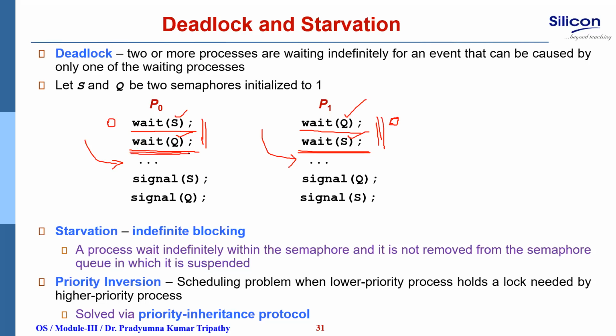It will call the wait function: while S less than or equal to 0. What does it mean? Does the condition satisfy or not? Wait of Q means the wait function will be called. What is there in the wait function? While S less than or equal to 0, does the condition satisfy or not? Does the condition satisfy?